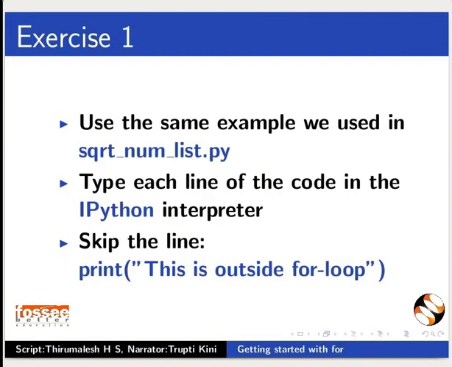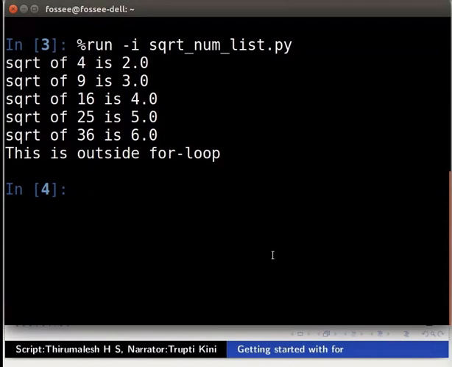Use the same example we used in sqrt_num_list.py. Type each line of the code in the IPython interpreter prompt. Skip the line print this is outside for loop. Switch to the terminal. Type numbers equal to, inside square brackets, 4, 9, 16, 25, 36 and press enter.